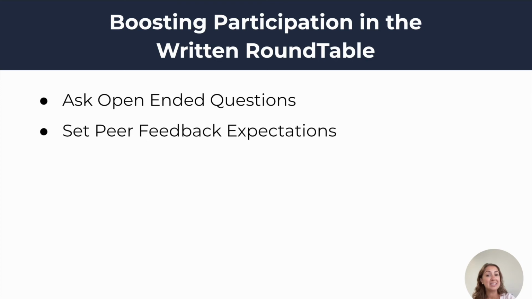Next is to set peer feedback expectations. There's a few ways you can do this, but ultimately it's providing students with really clear directions on what they should be doing once they submit their initial response. So what a lot of teachers do is they'll say, respond to at least 2 others in the discussion. But if you wanted to be a little bit more specific, you can have them ask one question, or challenge an idea, or agree with someone in the discussion.